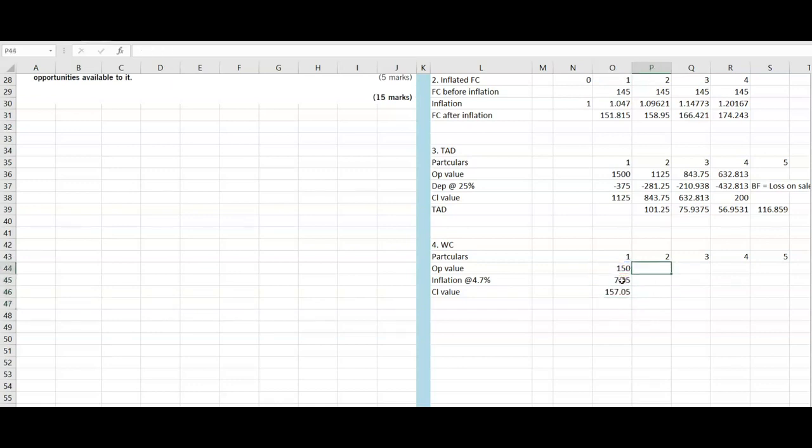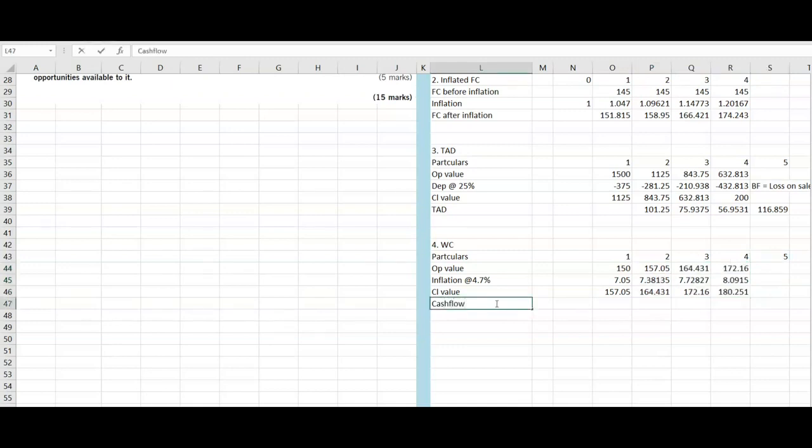This number is going to be the opening for the next year, which is 157. Again, the same inflation will get added, and the closing is also going to be the same. It's an addition of the two numbers. What we have to do is just pull it up to the 4th year. The 5th year will not come. Cash flow would be like this.